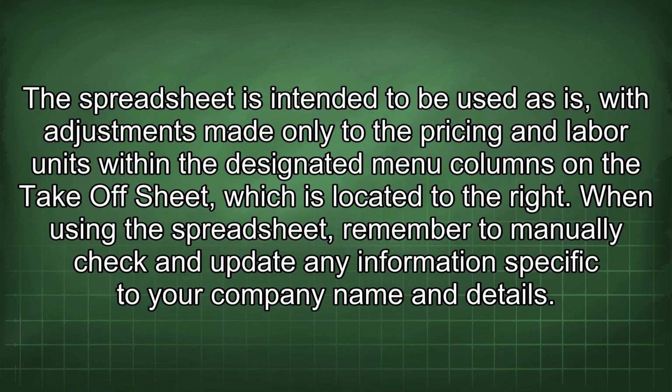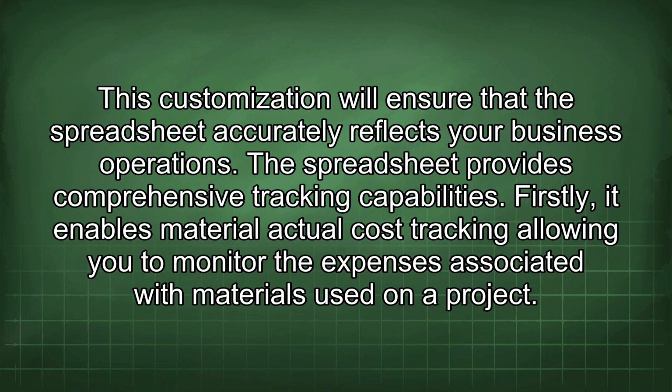The spreadsheet is intended to be used as is, with adjustments made only to the pricing and labor units within the designated menu columns and the takeoff sheet, which is located to the right. When using the spreadsheet, remember to manually check and update any information specific to your company name and details. This customization will ensure that the spreadsheet accurately reflects your business operations.